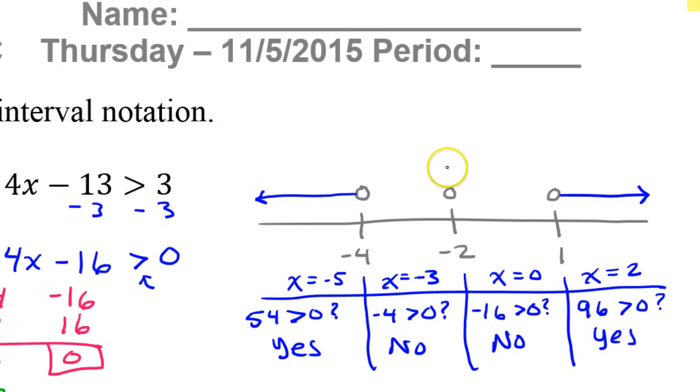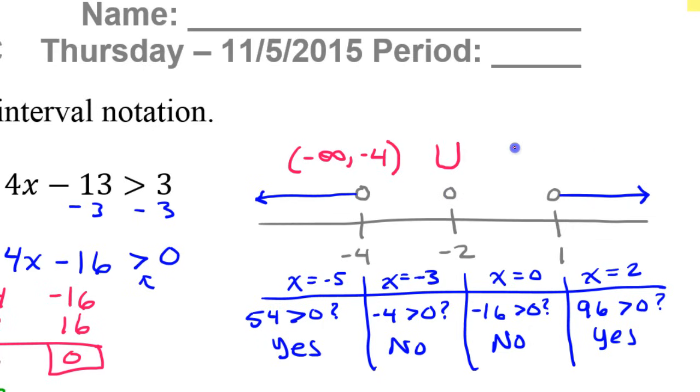Since they're in two parts, I'm going to have to write two intervals. For this part over here on the left, this is negative infinity to negative 4. Because it's an open circle, the border point, negative 4 itself, is not included. A round parenthesis means that the negative 4 is not included. If this had been a closed circle, I would have made a square bracket. Now I'm going to put a union symbol.